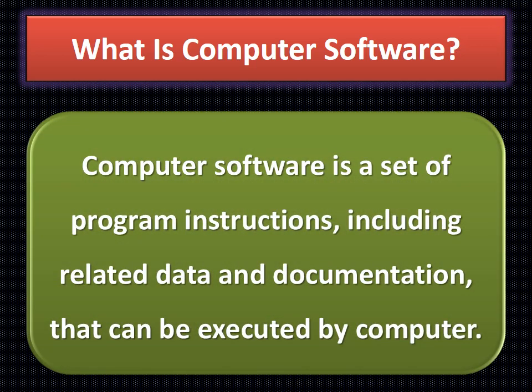Computer software is a set of program instructions, including related data and documentation, that can be executed by a computer. This can be in the form of instructions on paper or in digital form. While system software is intrinsic to a computer system, application software fulfills users' needs, such as a photo editing program. We discuss the important concepts of syntax, semantics, and program translation next.